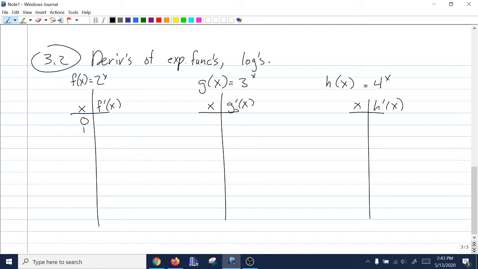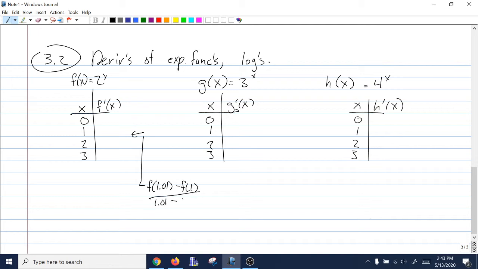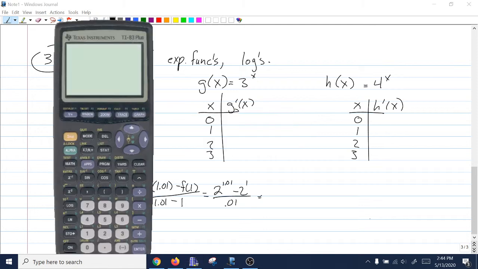If I stick in 0, 1, 2, 3 for each, and I wanted to compute what is f prime of 1, I would probably do that by saying f of 1.01 minus f of 1 divided by 1.01 minus 1. And that top is 2 to the 1.01 minus 2 to the 1, divided by 0.01. And I get, dear calculator, oh, you went to sleep. Hey, you're back.